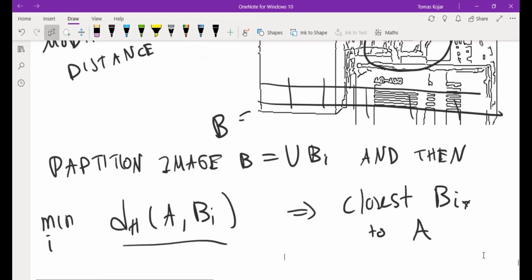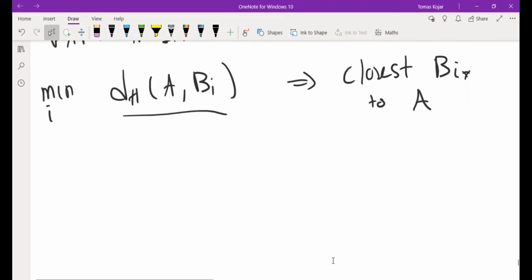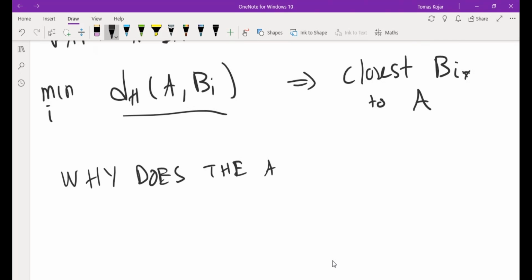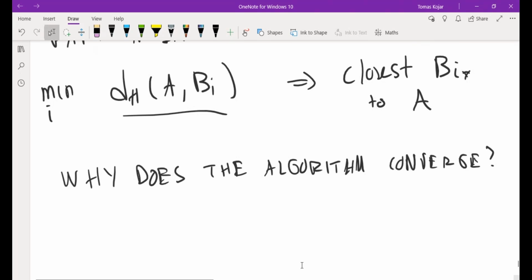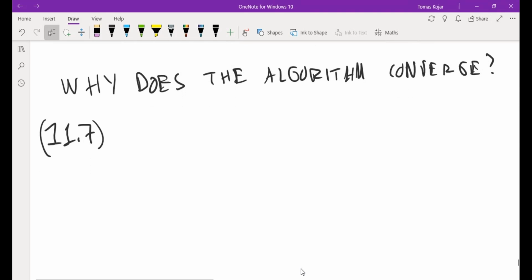So here you don't have graphs of functions. One question is, why does this even converge? Why does the algorithm converge? So now we're going to chapter 11.7 to see what properties we have for this Hausdorff metric. Let me see what the theorem name is. So this is 11.7.2.